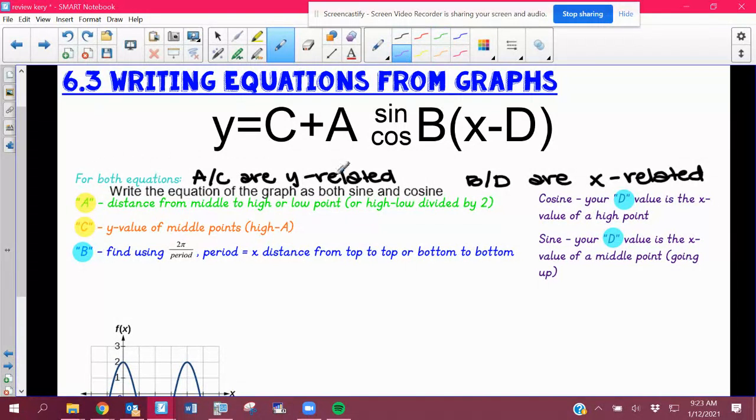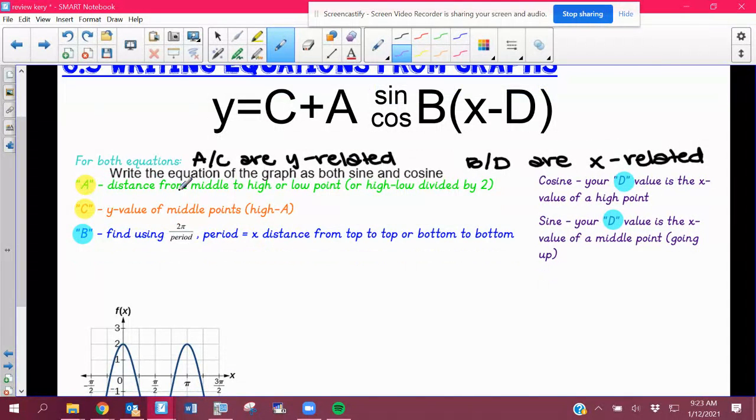Okay, remember, A and C are still y related, B and D are x related. To find A, it's a distance from the middle to high or low point, or you can take your high minus low divided by 2. Your C value is the y value of the middle points. Again, if you have the high point and you know what your amplitude is, you can do high minus A. To find B, you use the same formula that we were using for the period. It's just now you're going to take 2 pi divided by the period. It's always 2 pi divided by something.